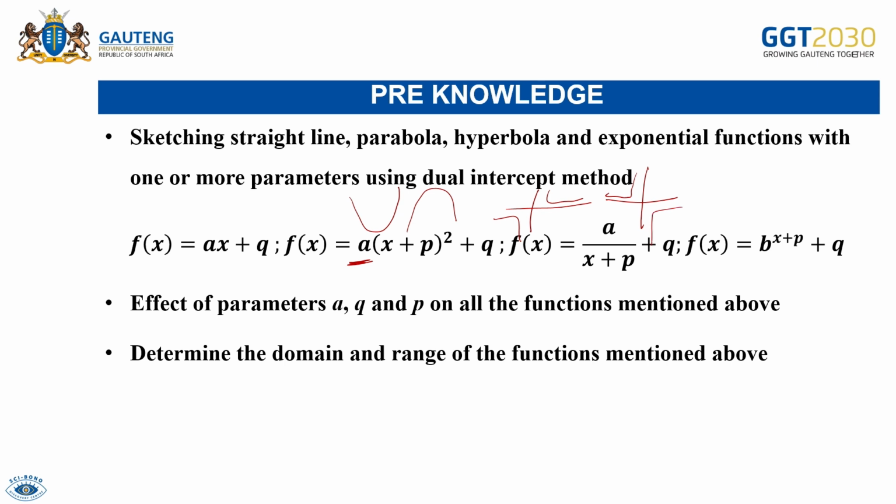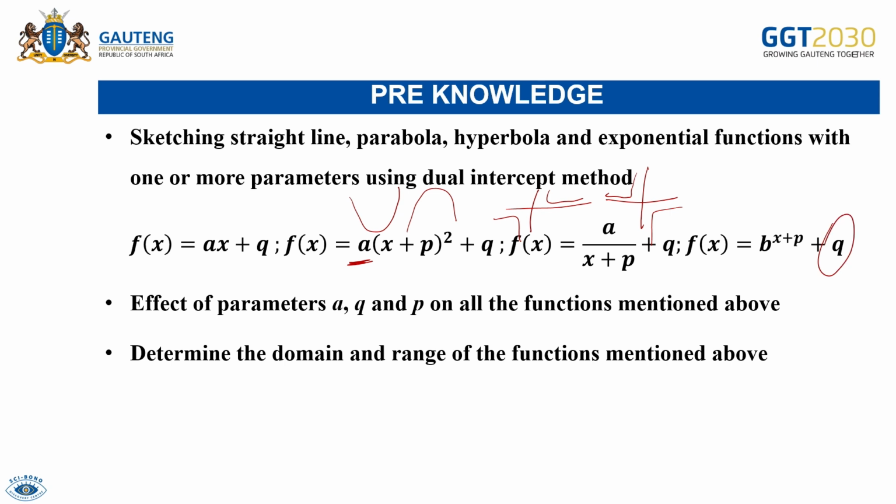And then your p shifts your graph to the right or to the left. And also don't forget that your p is going to be your vertical asymptote. And then your q shifts your graph upwards or downwards, and also your q is going to be your horizontal asymptote. And then moving to an exponential function, which is given as f of x equals a times b to the exponent x plus p, plus q, again your q is your horizontal asymptote.